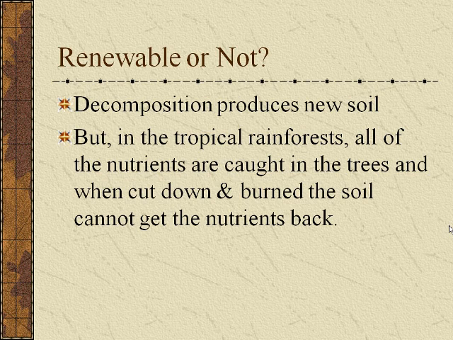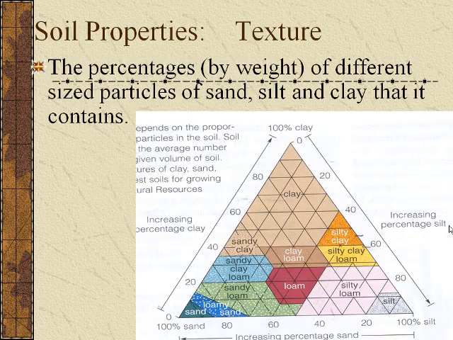But the renewable term is debatable because in a lot of places, for example, tropical rainforests, the nutrients are caught in other places, in the trees or in the atmosphere, and then when that is used up, when the trees are cut down and burned, the soil can't get those nutrients back. So unless the nutrients are purposely put back into the soil, we can't renew that soil. We can't count it as a renewable resource.